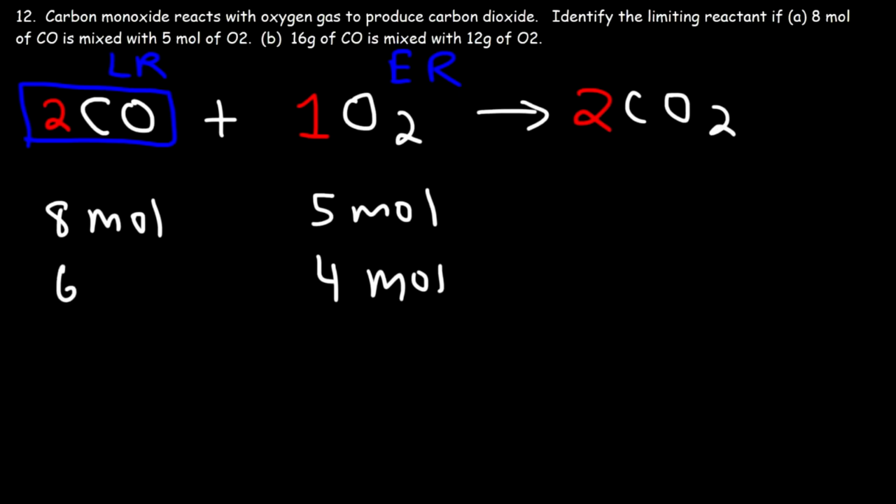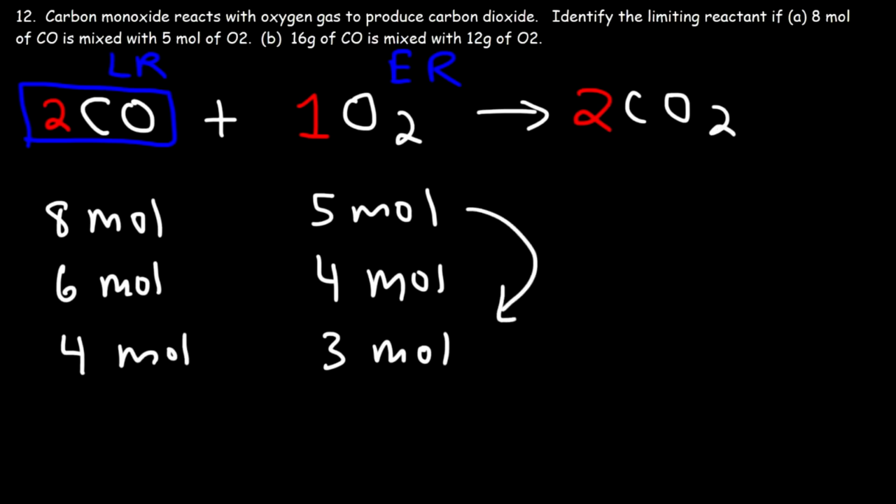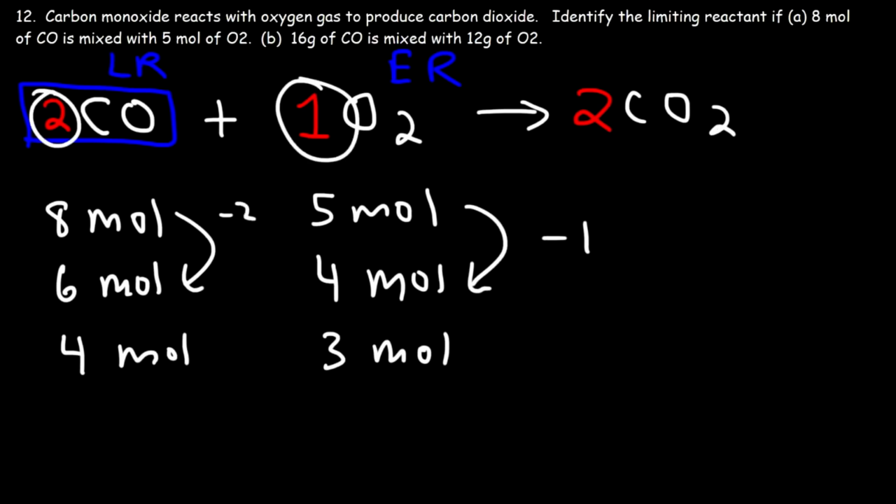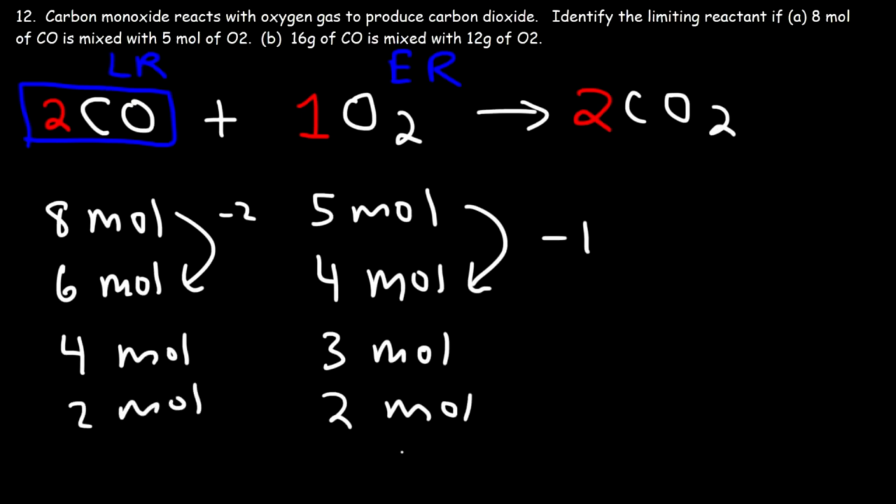So 8 minus 2 is 6. Now after another mole of O2 reacts, so it's going to go from 4 to 3, another 2 moles of CO will react. So it's going to go from 6 to 4. So notice that O2 is decreasing by 1 every turn, whereas CO is decreasing by 2 because it's a 1 to 2 ratio. And so we're going to see which one is going to hit 0. So by the time this is 2, this is going to decrease to 2. By the time this is 1, this is going to hit 0.